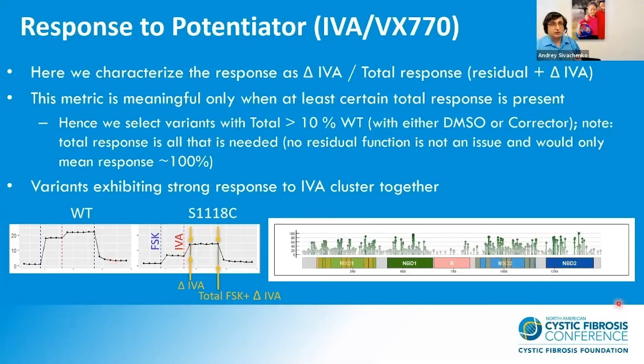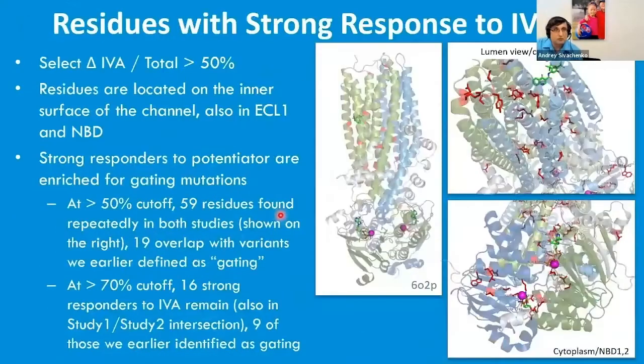So the diagram on the right shows our chosen potentiator potency metric on the y-axis for each variant with total response above 10%. And we can see from this plot already that while we have many residues that respond to the potentiator very readily, those higher green bars, they are not uniformly distributed and seem to start clustering in some specific locations. So let us perform a selection, and take just strong responders, those that are above 50% for the ratio of potentiator response to the total response.